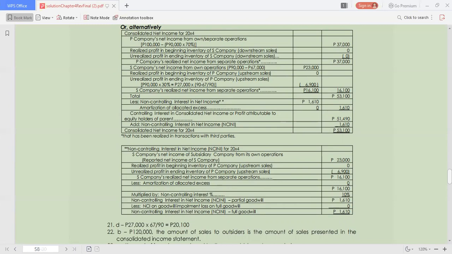So we are going to deduct 1,610. We are going to deduct from the consolidated net income, so that the balance is now the net income that will be the share of the controlling interest. So the consolidated net income of 53,100, 1,610 belongs to the non-controlling interest, and 51,490 belongs to the controlling interest. Okay, so we have now the answers to the questions.